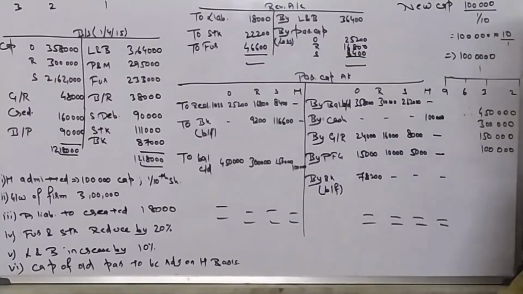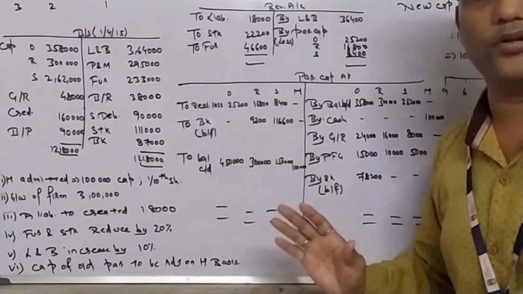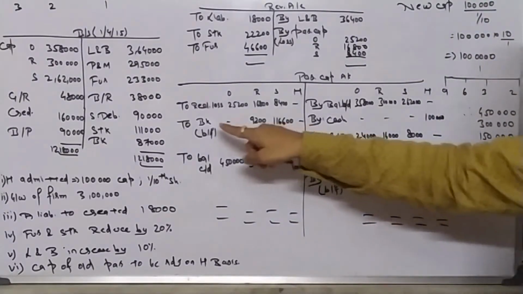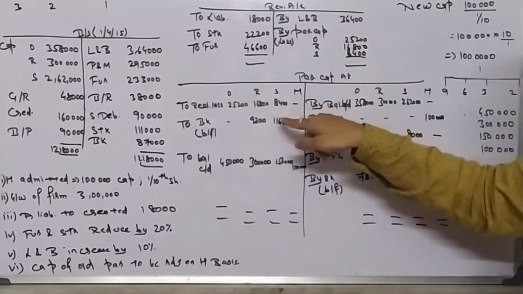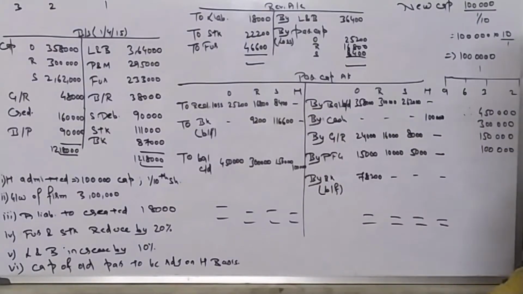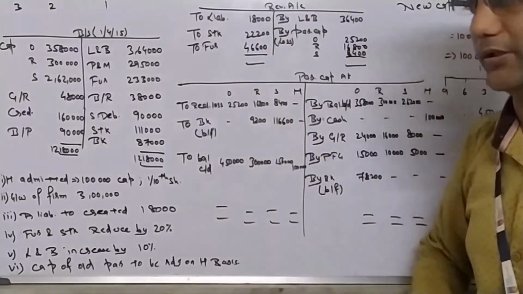Third thing, treatment of goodwill. No old goodwill is there, so no need to write off anything. Otherwise, if goodwill were given in the balance sheet, we would have distributed it among O, R, S in the old ratio. As the question is silent on that, we will not do anything.